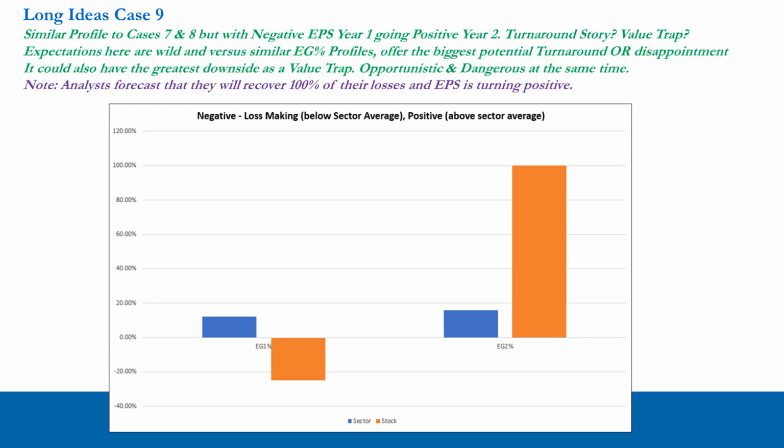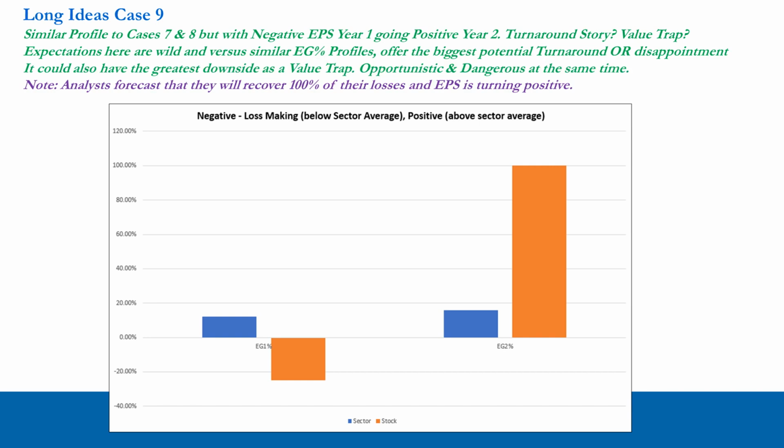In period 2, in year 2, we have a massive turnaround. We have a big turnaround in earnings growth, high numbers like 100% turnaround, and the company is now moving from a loss-making position to a flat EPS position or positive EPS position. So the expectations here from the market are wild. They are turbo, and versus similar earnings growth profiles, it offers the biggest potential turnaround.